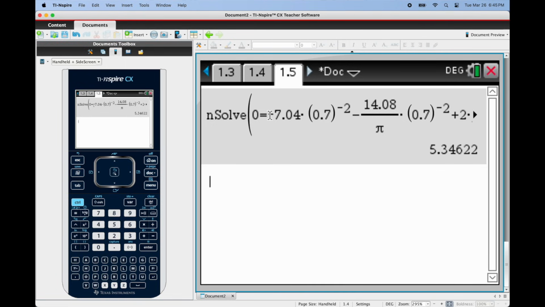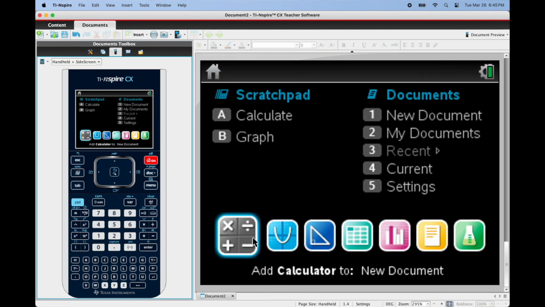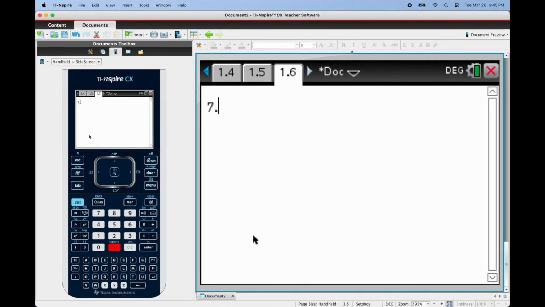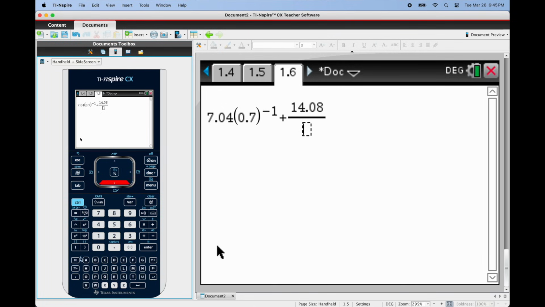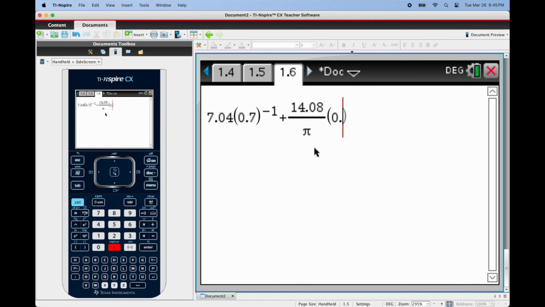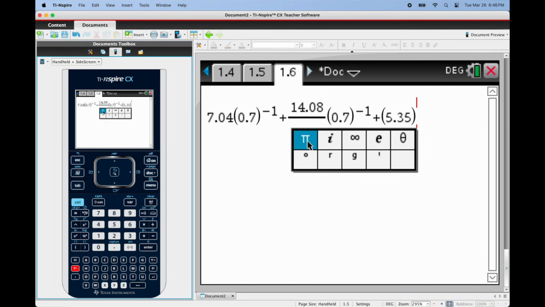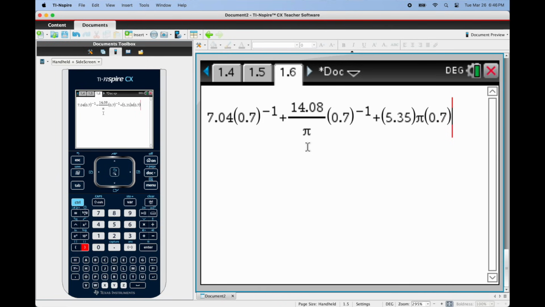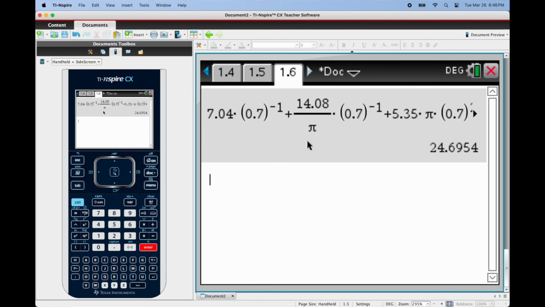It's tempting to actually just grab this. No, I can't in this instance. Okay, so let's type it in. 7.04 times 0.7 raised to the power of negative 1 plus, let's open up a fraction, 14.08 over pi multiplied by 0.7 raised to the power of negative 1 plus our value of P, which we found to be 5.35, multiplied by pi, and then 0.7 multiplied by 0.7 squared. And this is the cost of one cylinder. $24.69 and 54. So it's 24.6954.